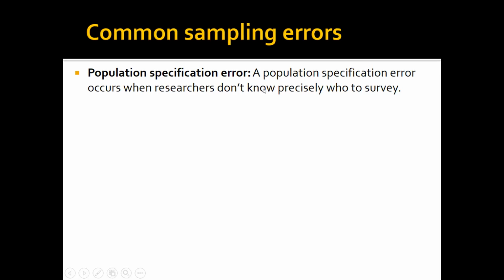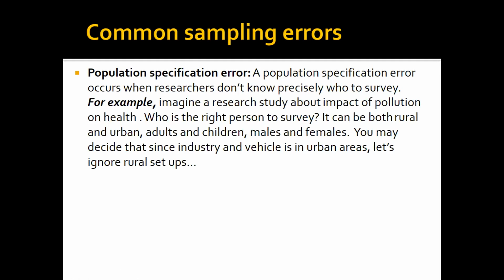Okay, a city is having a large number of attributes, but what are those attributes which are most important for you? Whether it is age, or gender, or working people, or non-working people, or housewives, or working females. So if you are not having any specification about your population, you don't know precisely about that, then it may create problems. The example may be a research study about the impact of pollution on health, as I previously indicated.